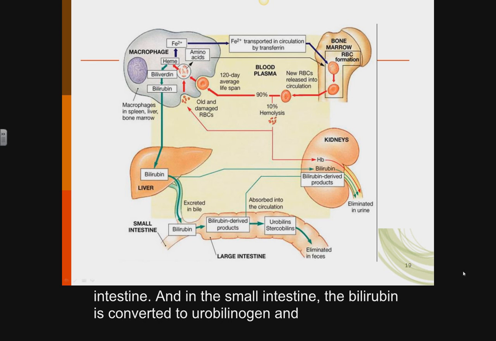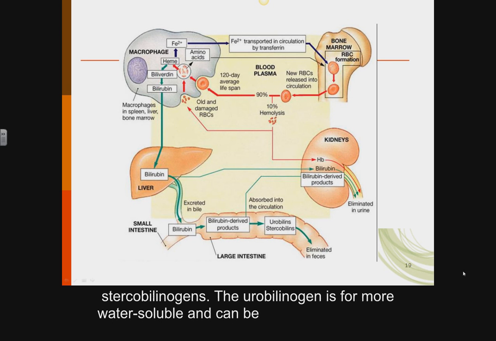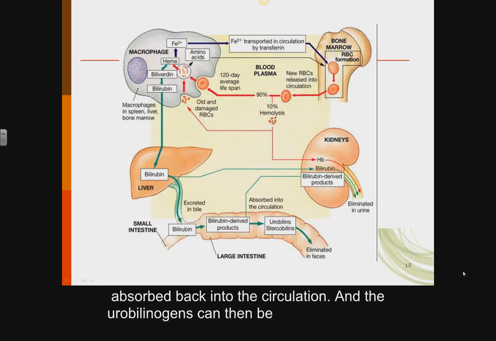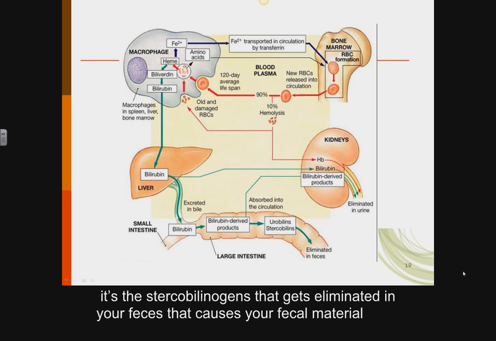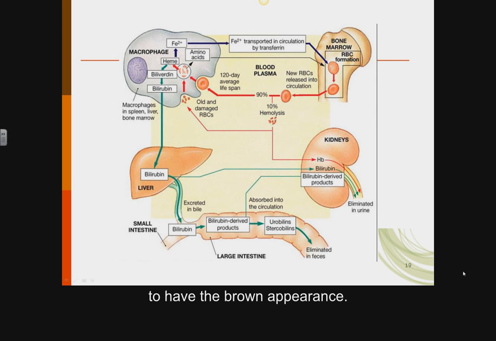In the small intestine, the bilirubin is converted to urobilinogen and stercobilinogens. The urobilinogen is far more water-soluble and can be absorbed back into the circulation. The urobilinogens can then be filtered by the kidneys. So it is the urobilinogens that cause your urine to be yellow. And it's the stercobilinogens that get eliminated in your feces that cause your fecal material to have the brown appearance.